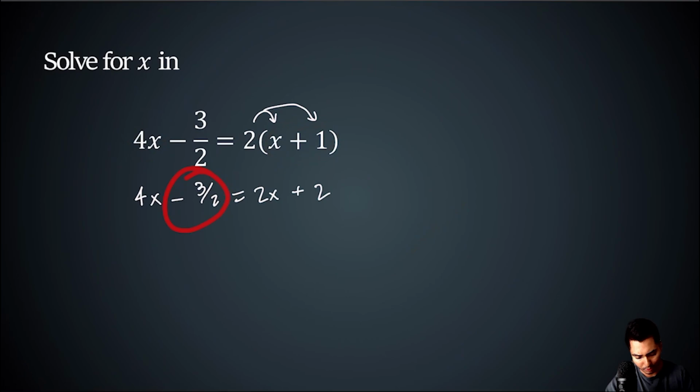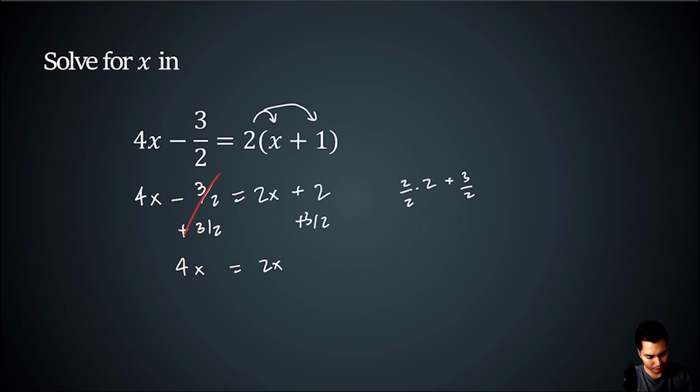I'm going to add plus 3 halves to both sides. Okay, that's going to cancel out that guy. I'm going to have 4x on the left hand side is equal to 2x plus 2 plus 3 halves, which is, okay, let's do a little side note here. 2 plus 3 halves is the same as 2 over 2 times 2, which is 4 over 2, plus 3 halves, and that's going to yield 7 halves. We're going to write 2x plus 7 halves.